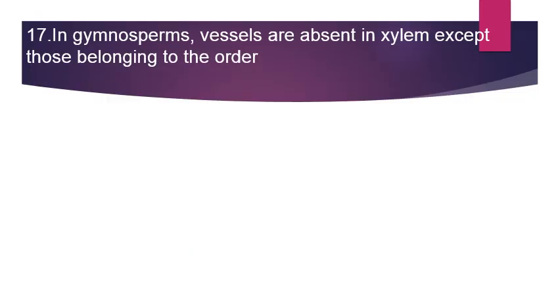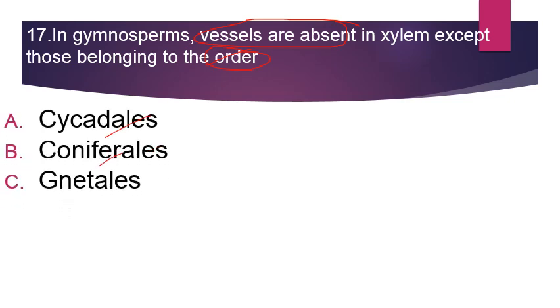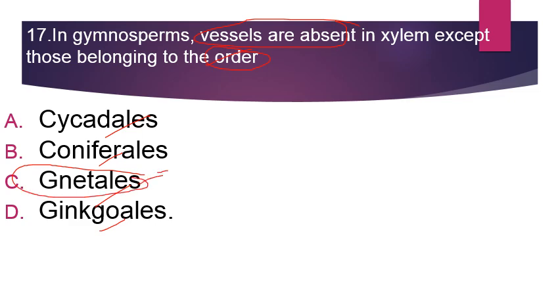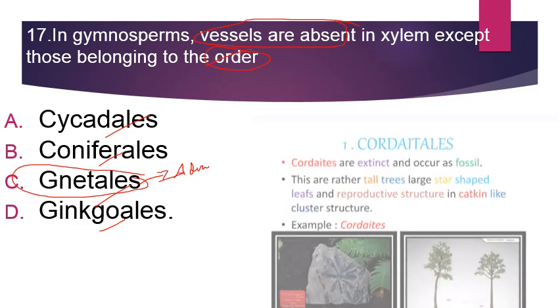So next question, in Gymnosperms vessels are absent. Vessels absent होते हैं Gymnosperm in xylem, except those belonging to the order. कौन से order में vessels पाए जाते हैं in case of Gymnosperms? So our options are Cycadales, Coniferales, Gnetales, and Ginkgoales. So the right answer is Gnetales. This is the most advanced order in case of gymnosperms. So इसी order में पाए जाते हैं vessels.